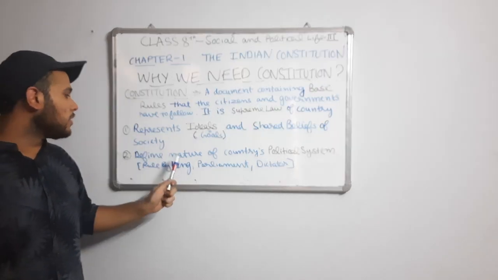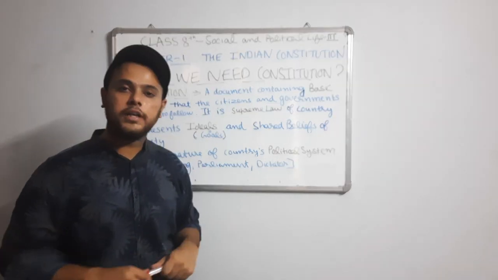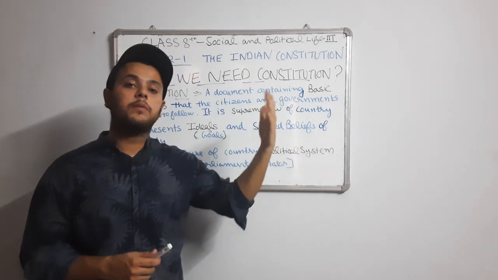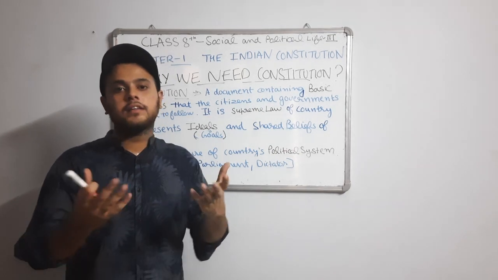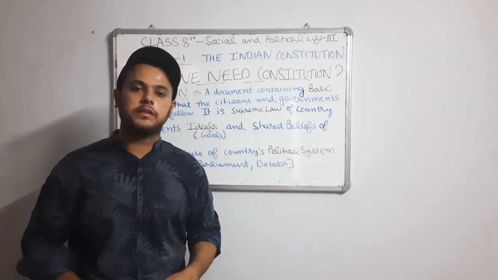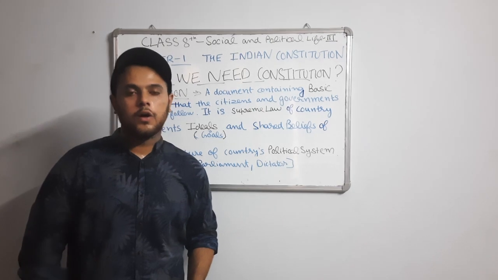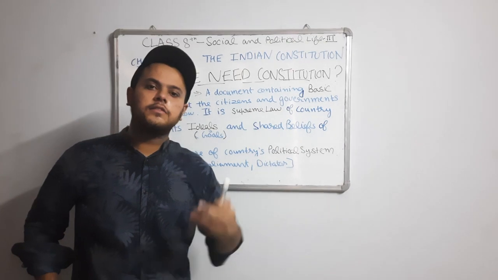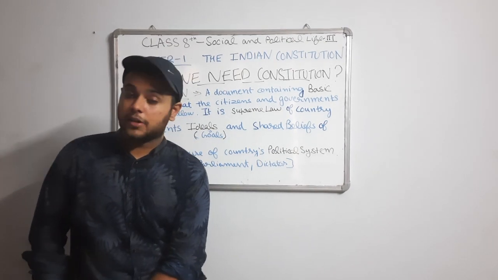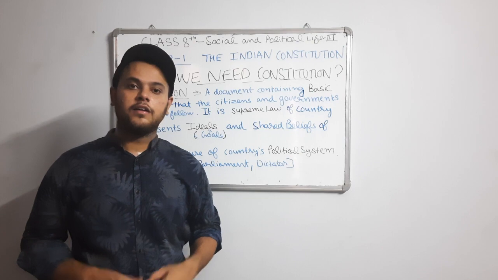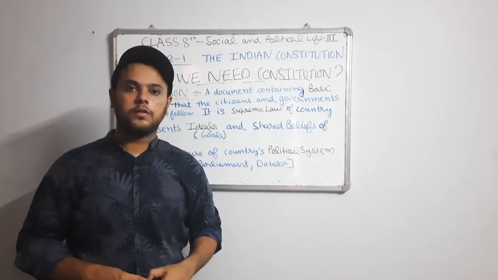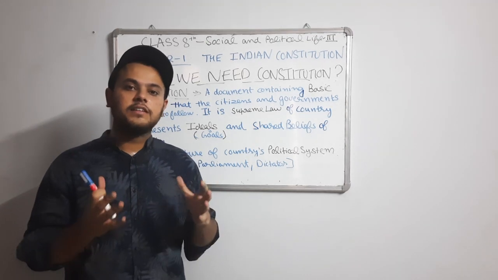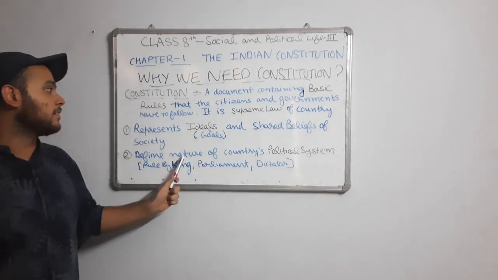Secondly, we need a constitution because it defines the nature of the country's political system. Whether a country will be a monarchy, like we had in Nepal before 1990, whether a country will be a parliamentary democracy, like we have in India at present, or whether a country will be under a dictator, like North Korea. The constitution of North Korea validates the power of Kim Jong-un. So the kind of political system that a country will have is defined by the constitution.